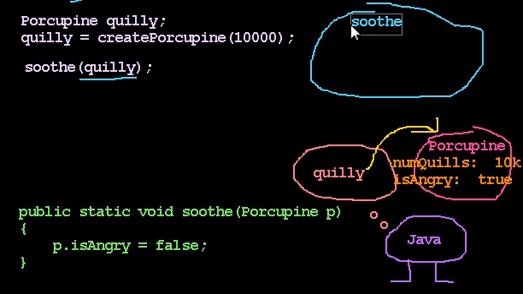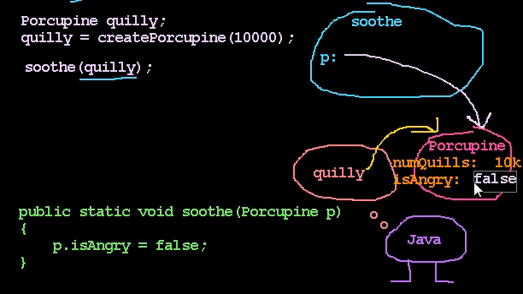So when the soothe method comes into existence, and soothe has a variable p, p is going to refer to whatever we passed in, and what we passed was the memory address of this porcupine object, the value of Quilly. So P refers to that same porcupine object, and that's going to make all the difference here. Now when we say P dot is angry equals false, what's going to happen? P, we're going to travel down this arrow, is angry becomes false.